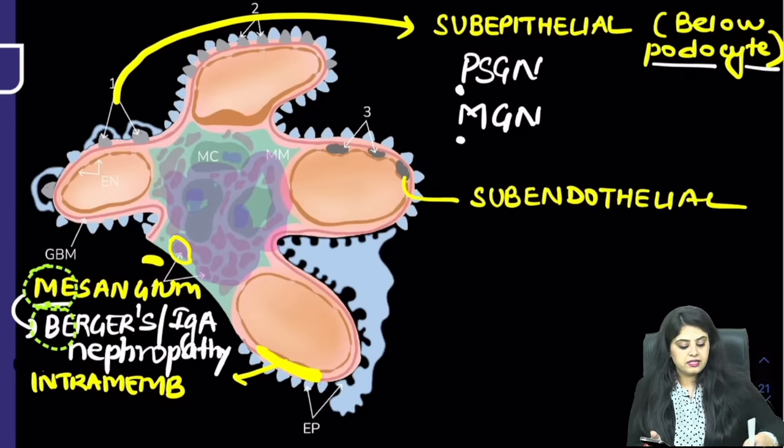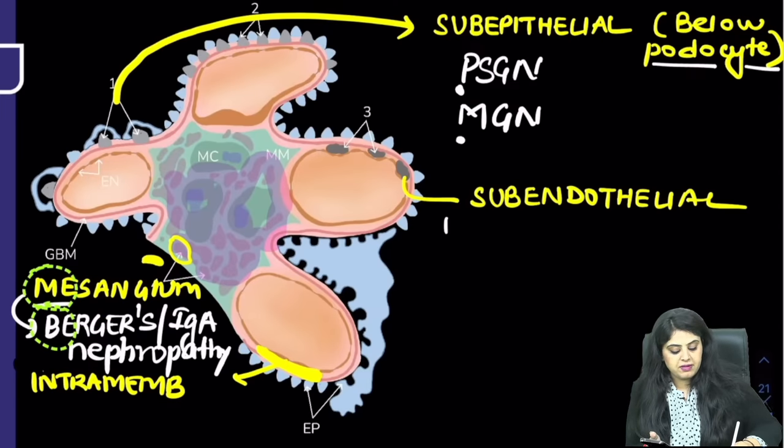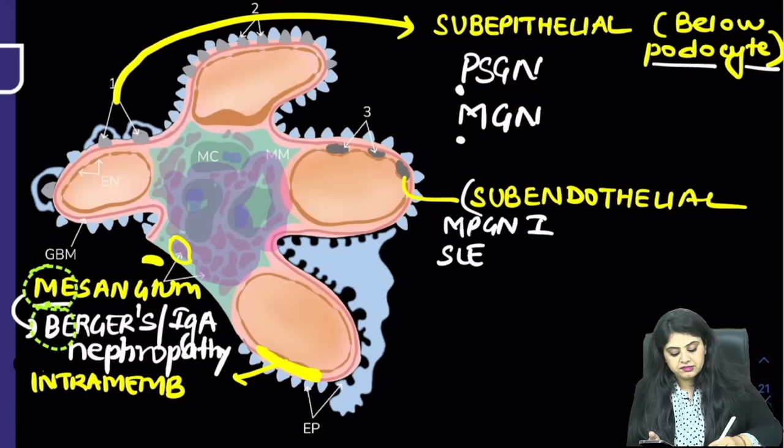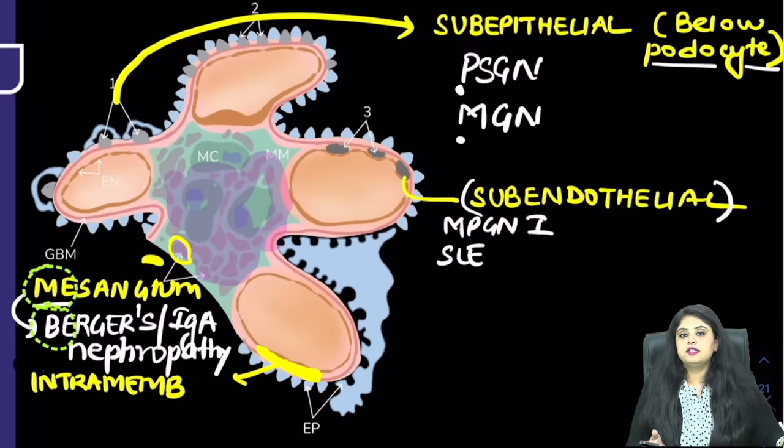Settled. Now after that, these two are done, ma'am, the child, just fit that around. What am I left with? I'm left with MPGN type 1 and I'm left with SLE. How can you forget? SLE also affects the kidneys, right? So remember, subendothelial deposits are seen in MPGN type 1 and SLE.